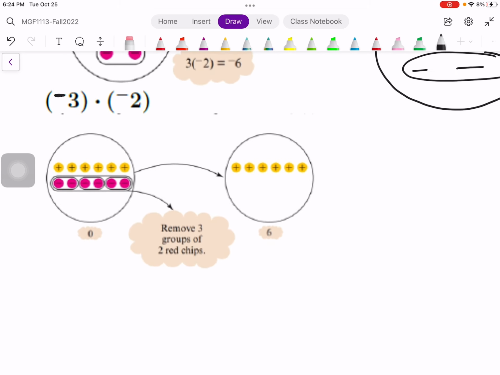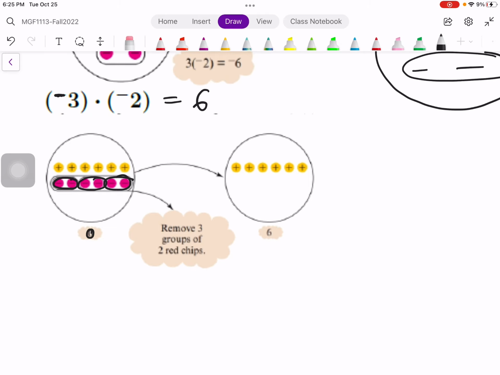Well, the starting point would be 0. I'm going to have to remove three groups of two minuses, so I create three groups of two red chips. But I started with nothing, so every red chip has to be balanced by a positive yellow chip. That is like my 0, because red and positive chips cancel out. Now I can remove three groups of two red chips, and that leaves me with 6 positive chips.